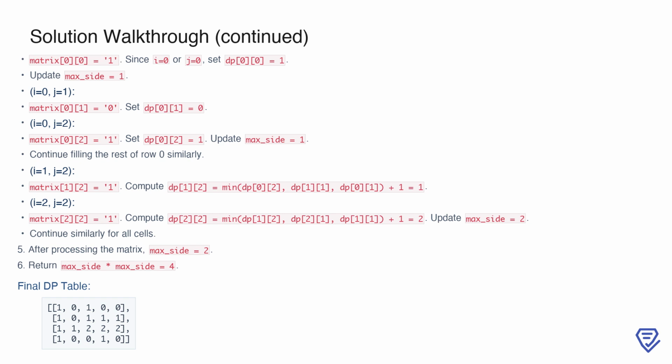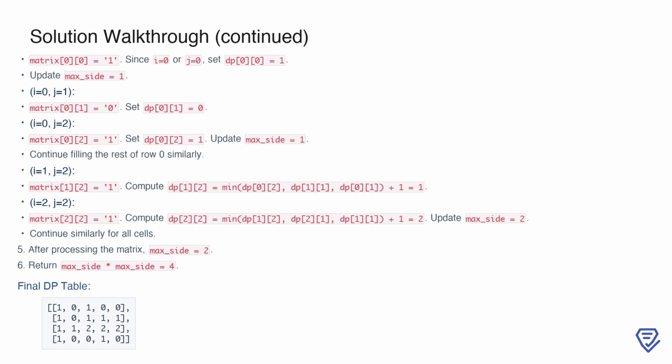Next, at i equals 0, j equals 1, the value in the matrix is 0, so we leave dp[0][1] as 0. At i equals 0, j equals 2, the value is 1, so we set dp[0][2] to 1, and max_side remains 1. We continue this process for the rest of the first row. Now, moving to i equals 1, j equals 2, the value in the matrix is 1. Here, we compute the dp value as the minimum of dp[0][2], dp[1][1], and dp[0][1], plus 1. This results in dp[1][2] being 1.